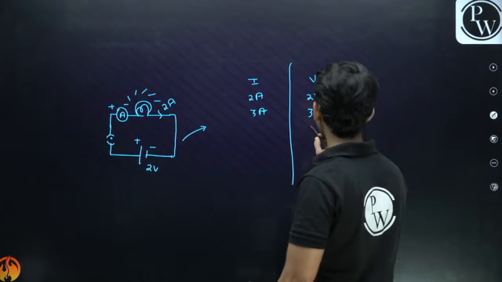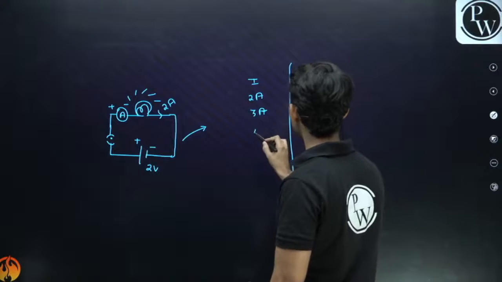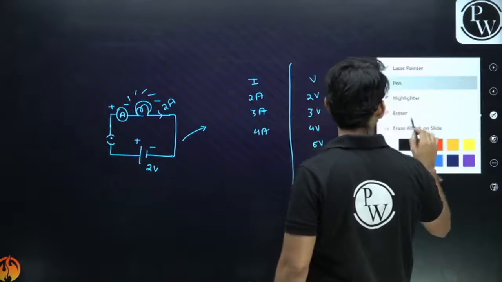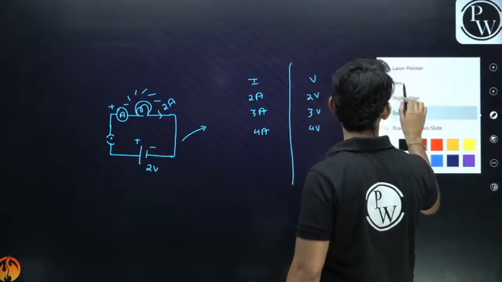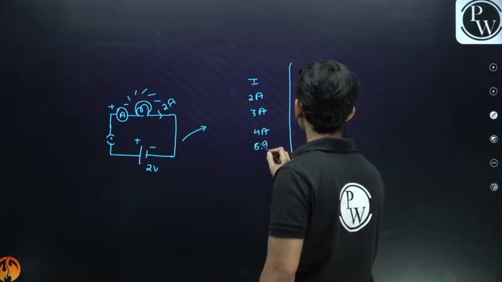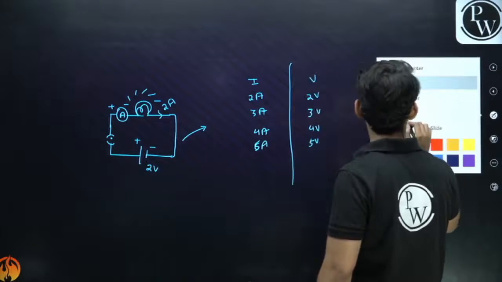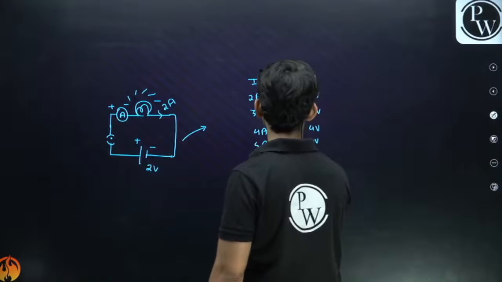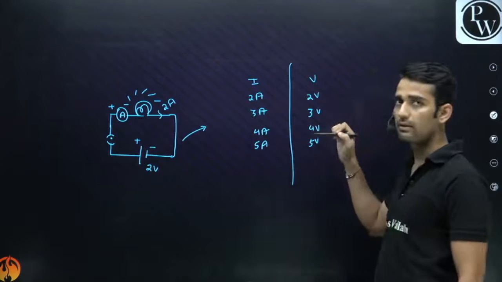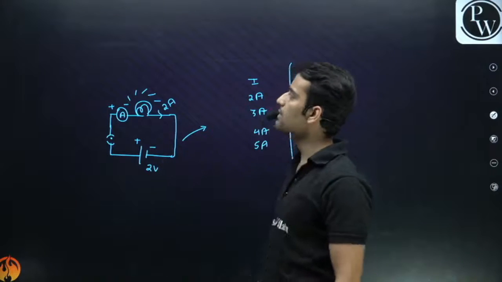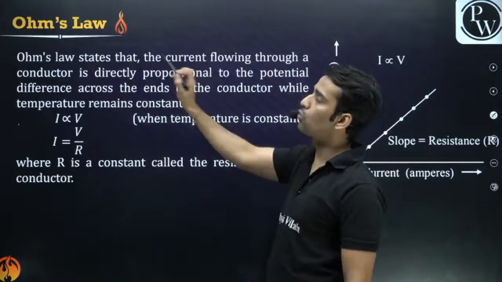Similarly, if I keep the voltage at 4 volt, the current will be 4 ampere. If this is 5 volt, the current would be how much? Can you guess it now, guys? If this is 5 volt, this is 5 ampere. So guys, what can you guess from this? That both are increasing at the same pace, by the same amount. So this was first stated by Sir Ohm.